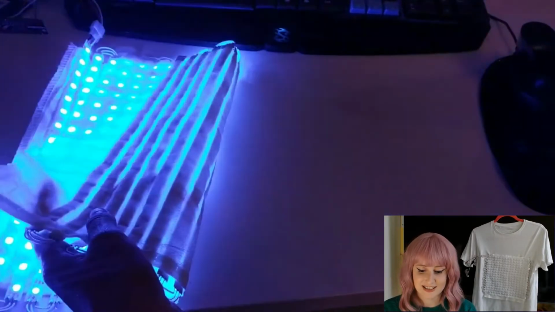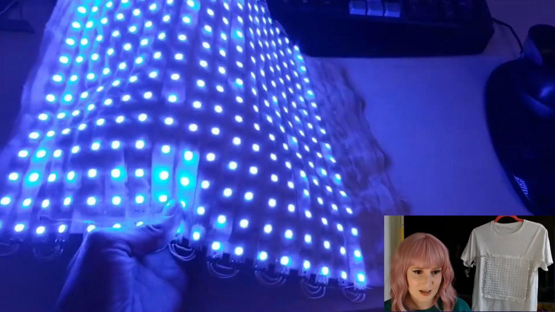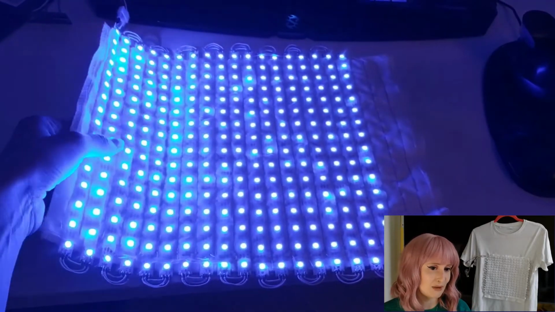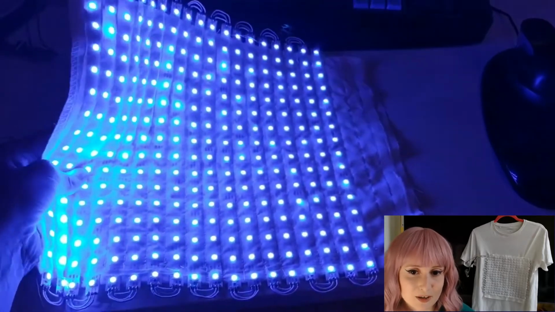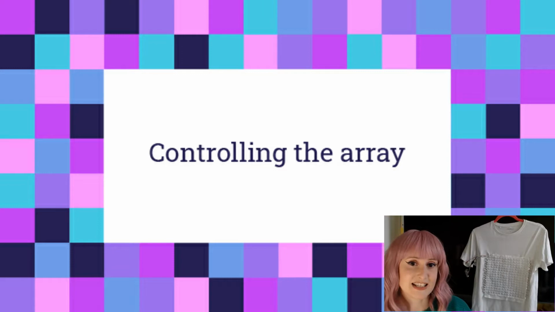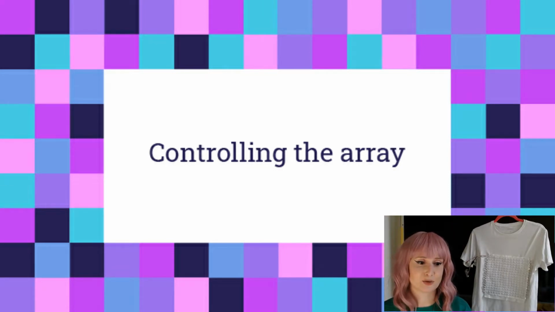So you can hopefully see here that the array is quite flexible. I can bend it, which is important for a wearable. So now we have an array of LEDs, we need a way to actually control what colours are sent to it. And a microprocessor is useful here because they can do enough calculations to control the lights, but they're nice and small so they can be easily hidden within a wearable.